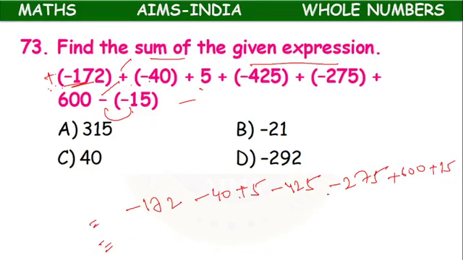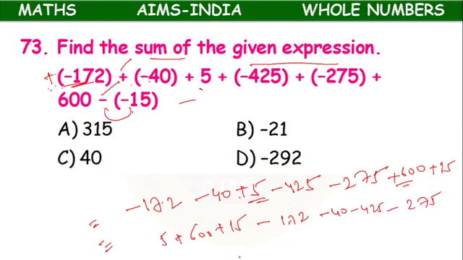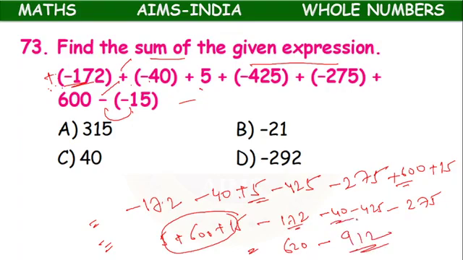Let's write positive values first. 5 is there, plus 600 is there, plus 15 is there. Negative values: minus 172, minus 40, minus 425, minus 275. If we add plus values, we will get 620. If we add minus values, we will get minus 912.